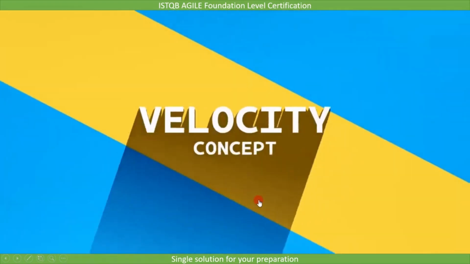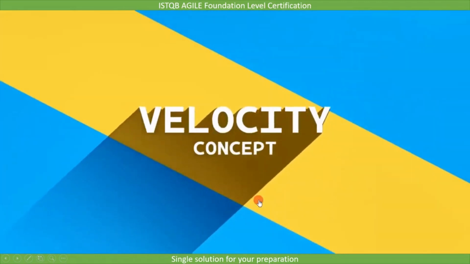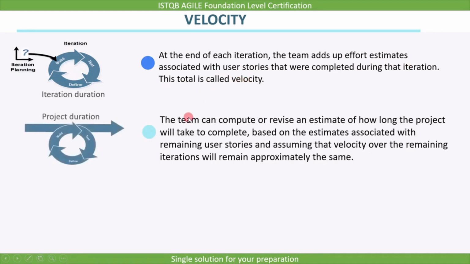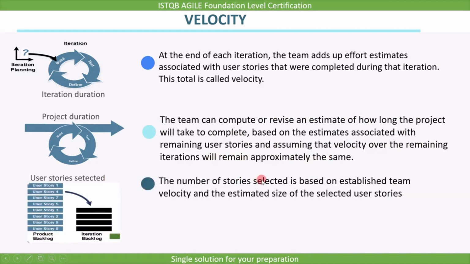Now we are going to cover an important concept, velocity. At the end of each iteration, the team adds up effort estimates associated with user stories that were completed during that iteration. This is called velocity. Once the velocity is known, the team can compute or revise an estimate of how long the project will take to complete, based on the estimates associated with remaining user stories and assuming that velocity over the remaining iterations will remain approximately the same. The number of stories selected is based on established team velocity and the estimated size of the selected user stories.